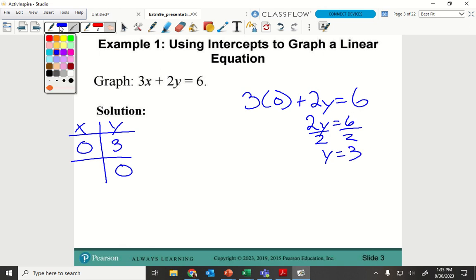Now I'm going to do this again. But this time, instead of plugging in 0 for my x, I'm now going to plug in 0 for my y. Because I asked why? Because you asked. I get it. You said why. Okay, but I'm telling you, that's why I'm doing it. I'm just doing it.